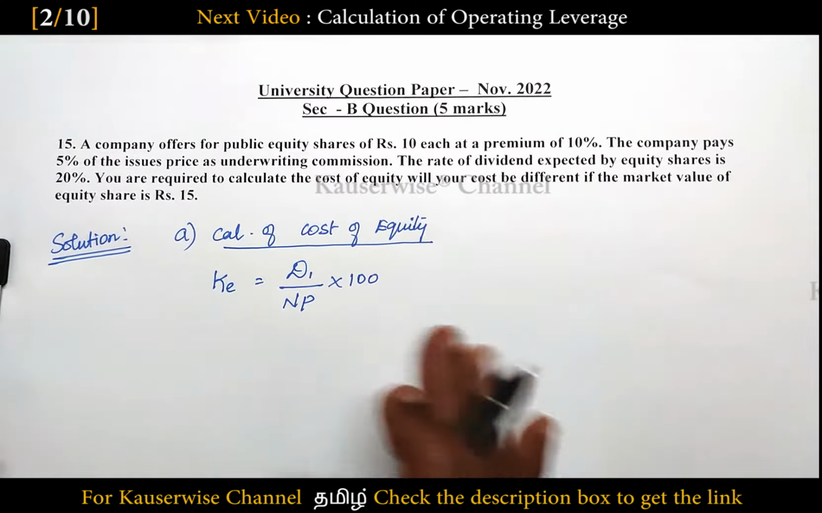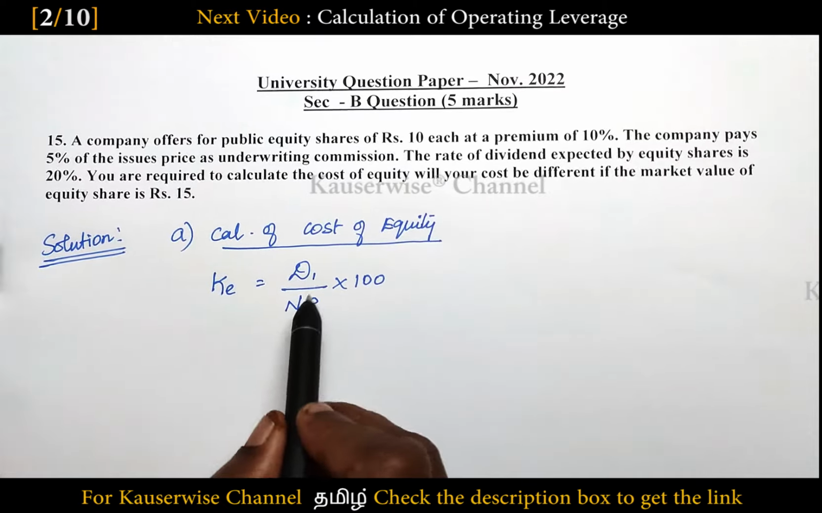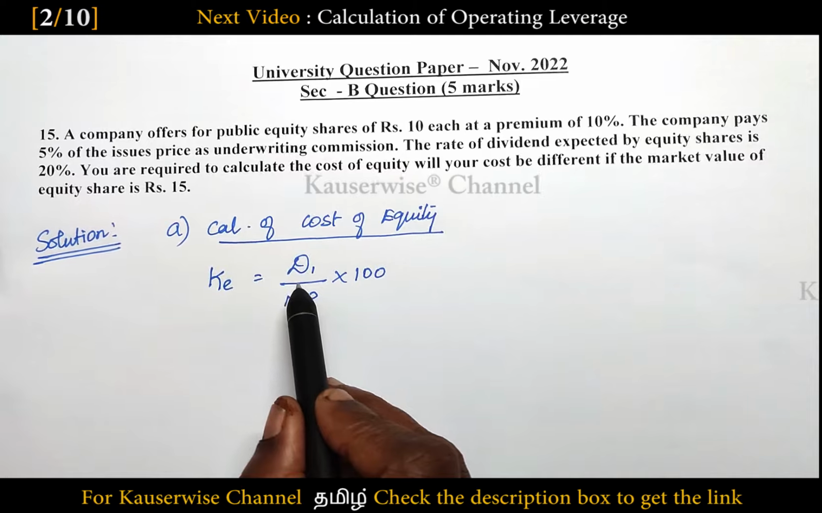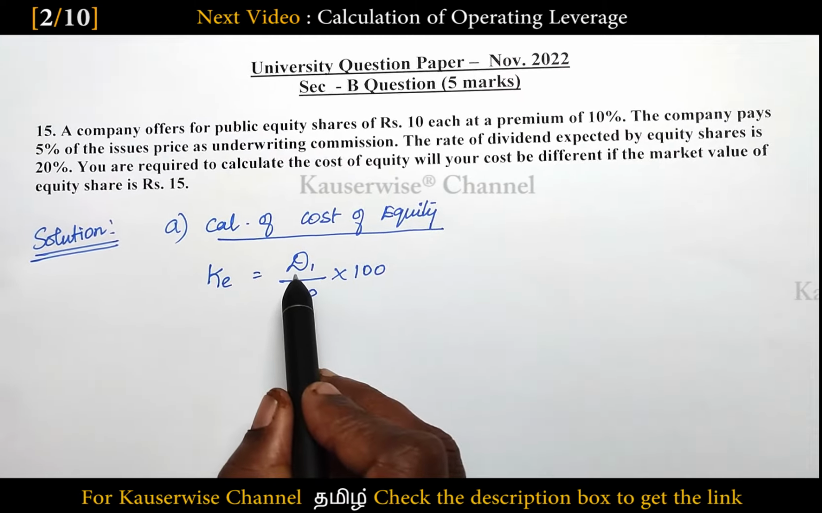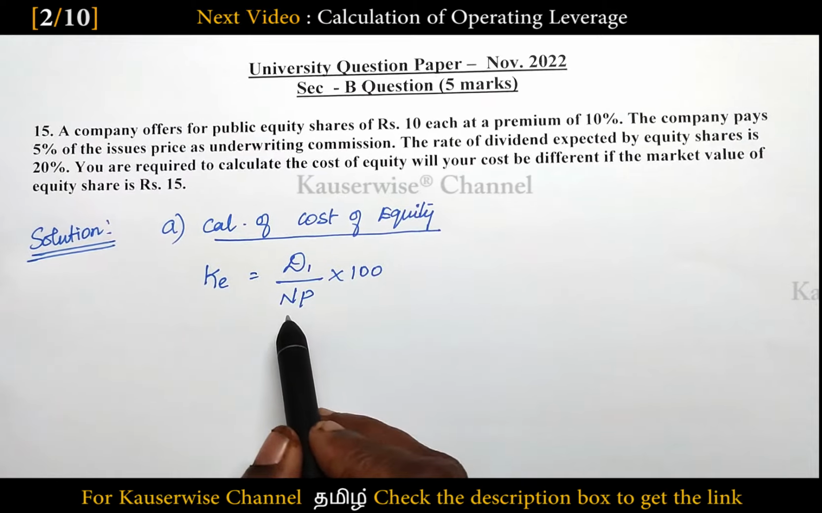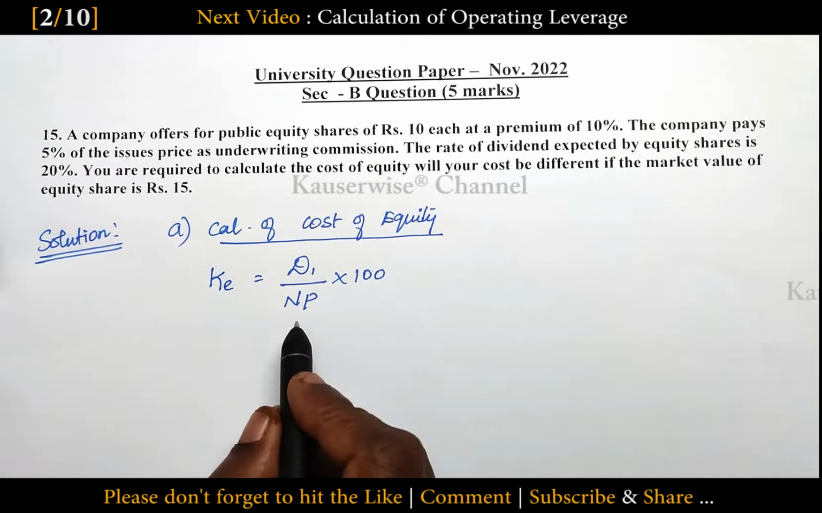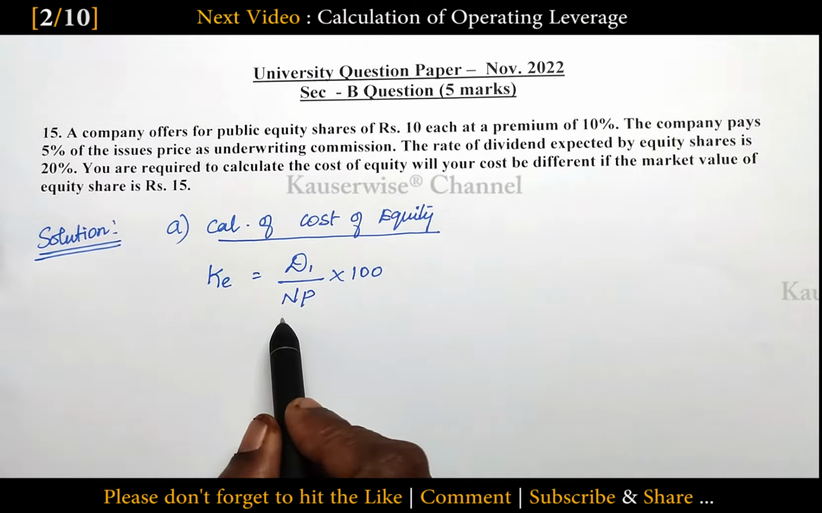See the solution. The first one is calculation of cost of equity. So what is the formula for cost of equity? KE is equal to D1 divided by NP into 100. So D1 stands for dividend, NP stands for net proceeds, into 100. Okay. Now let's see the calculation working note for dividend as well as net proceeds.